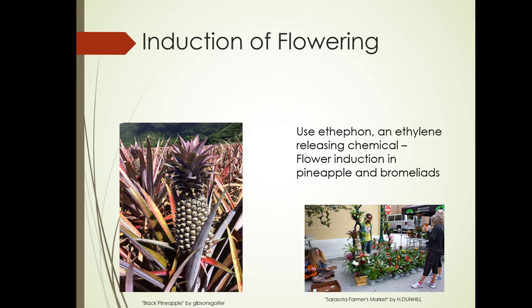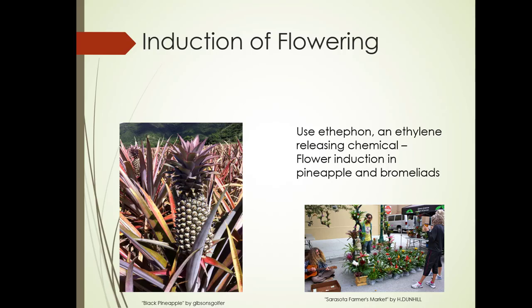So ethylene is very important in bromeliad flower formation and pineapples, which are in that same family of plants. And Ethephon is the product. This is great if this is all you're growing. You can certainly use this product, but if you're growing bromeliads and other things, you don't necessarily want to use this product.